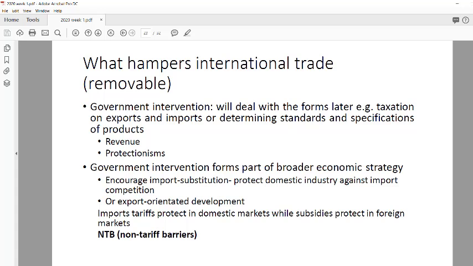And then there's the other idea of export-oriented development. You really want to compete or grow by exporting, so you need government to intervene to make your exports cheaper. How do they do that? Export subsidies, stuff like that.